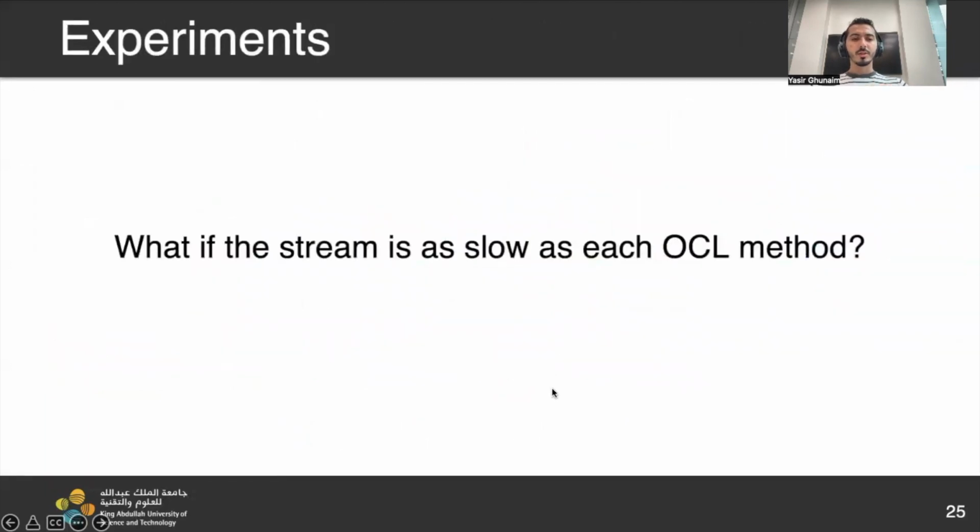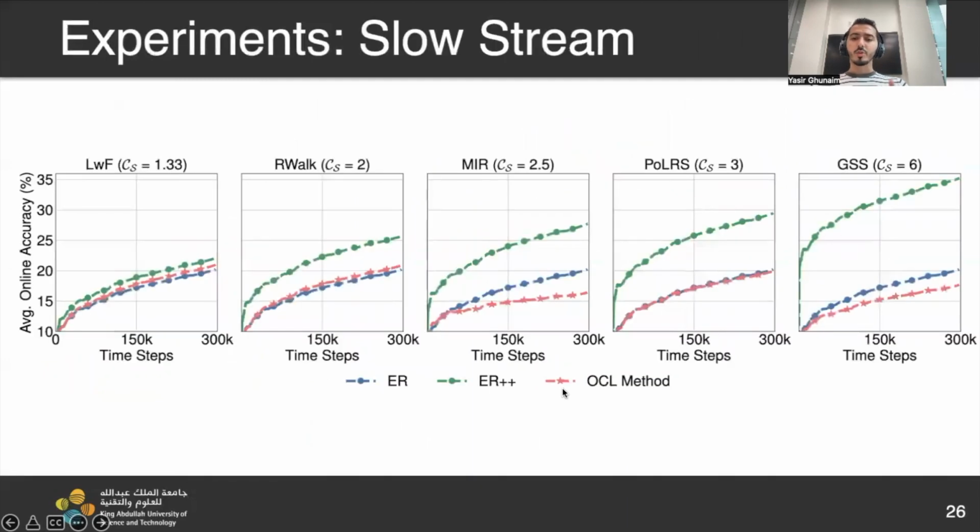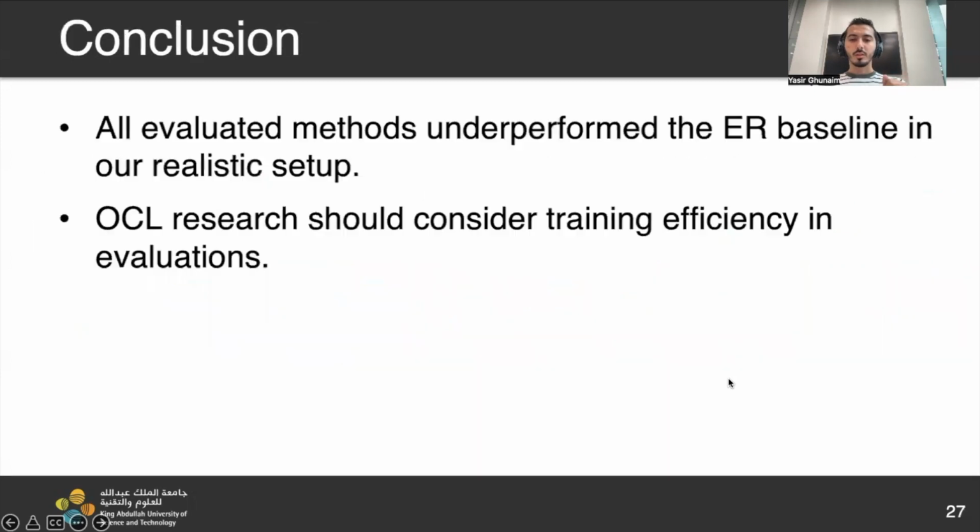A third experiment is what if the stream is as slow as each OCL method? Here we don't have the notion of fast streams. All streams are slow. But we allow ER to do additional gradient steps to match the FLOPs, or the computational complexity, of each method. Again, we see that it outperforms all in all cases. So in conclusion, all evaluated methods underperform the ER baseline in our realistic setup.